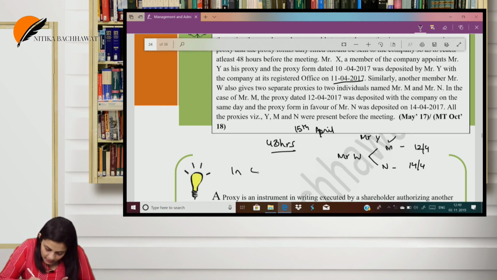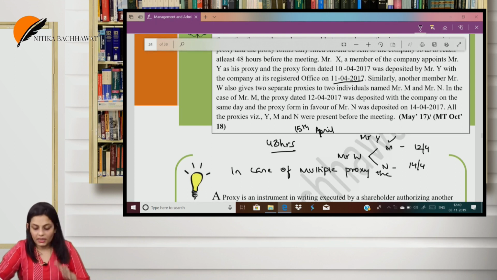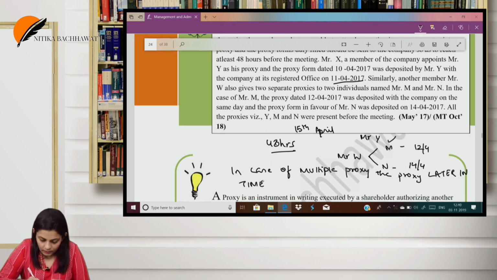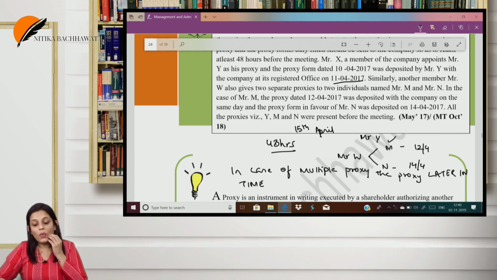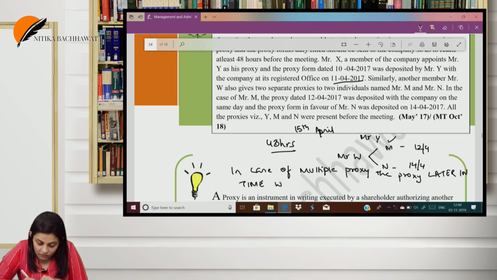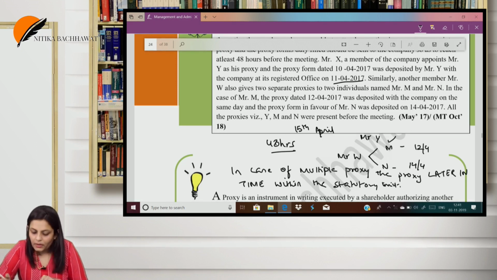Now, remember, in case of multiple proxy, the proxy later in time, that means the second one, when I give a second proxy, the first one is automatically revoked. The proxy later in time within the statutory limit shall be valid. Now, if I take this, the one later in time is N.